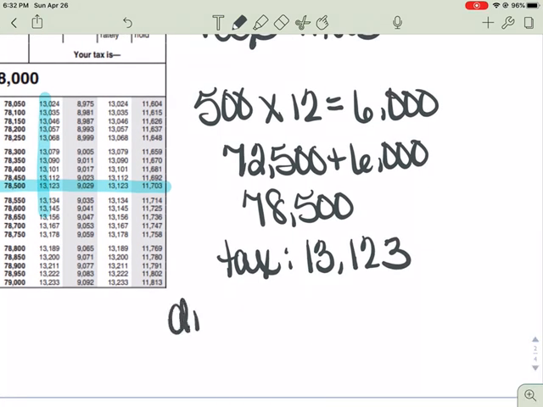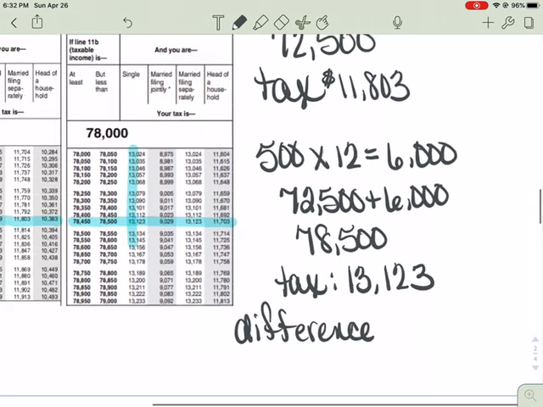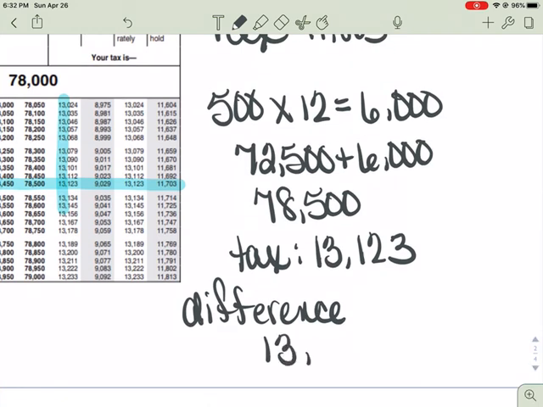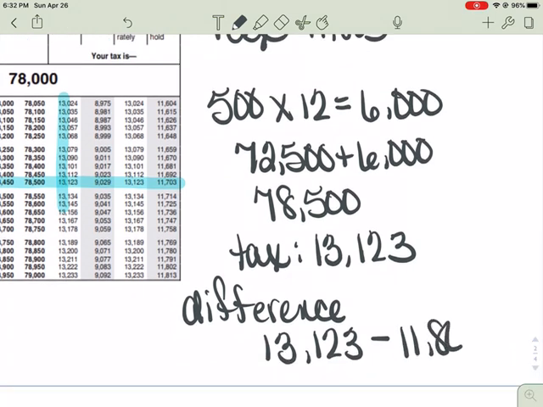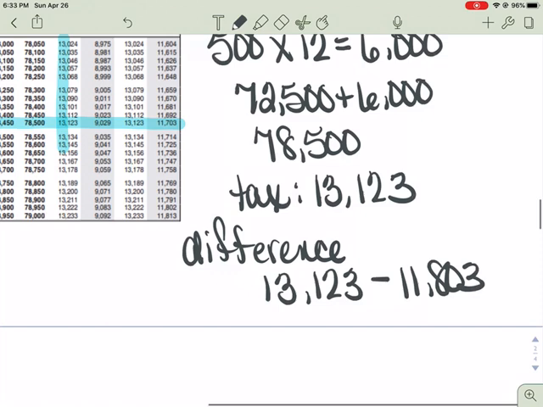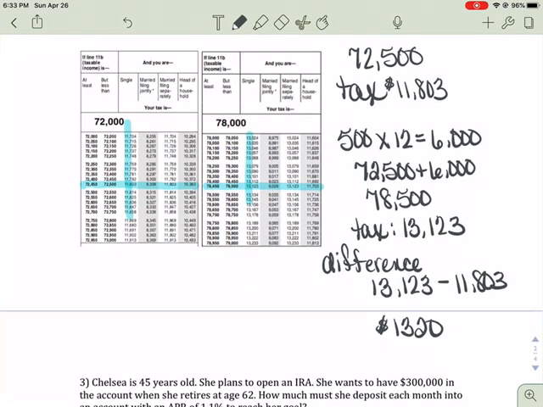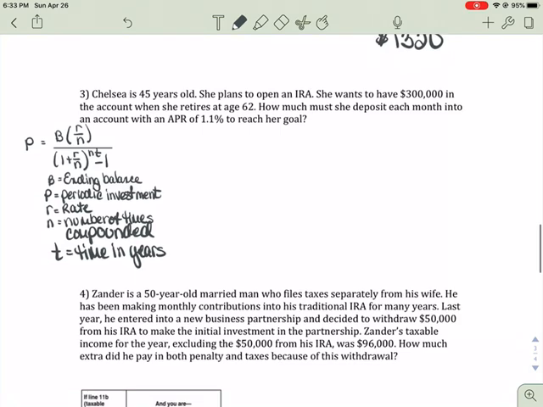Okay, so let's find the difference between the two. 13,123 minus 11,803. And so she saved $1,320 in taxes by doing it pre-tax. Okay, and again, those tax tables are found in your folders.